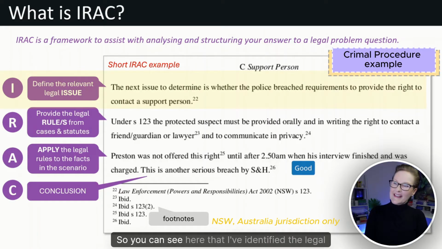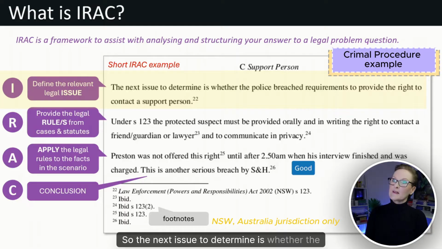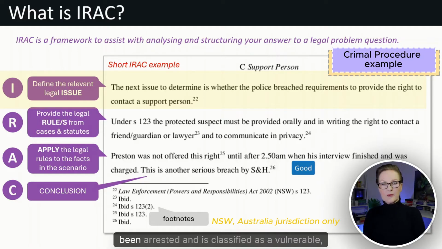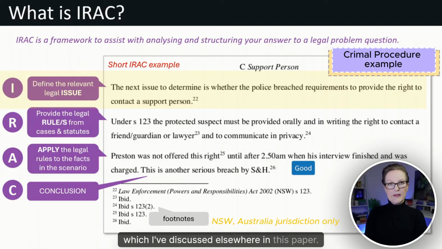You can see here that I've identified the legal issue in the first sentence. The next issue to determine is whether the police breached requirements to provide the right to contact a support person. In this scenario, Preston is my client and he has been arrested and is classified as a vulnerable person, which I've discussed elsewhere in this paper. And this is just one paragraph of a broader paper.